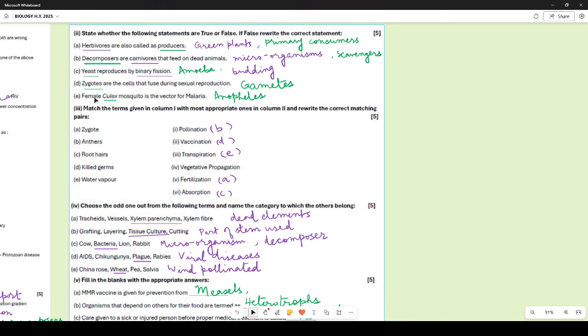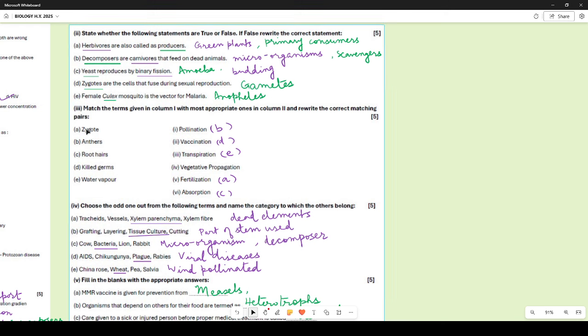Someone has written that female Culex mosquito is the vector for some other disease, so dengue, I don't know which disease they have written, but you need to correct this. That was not Culex; the female Aedes mosquito is the vector for that illness. I forget what you wrote.